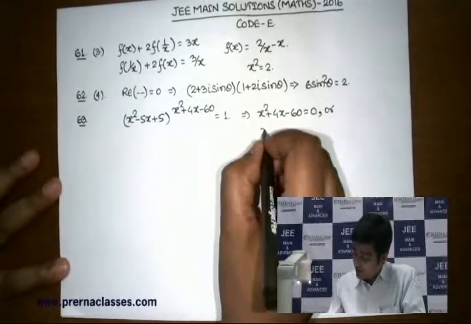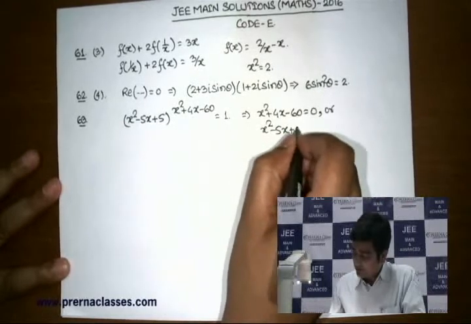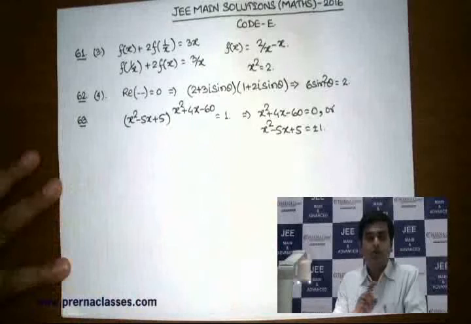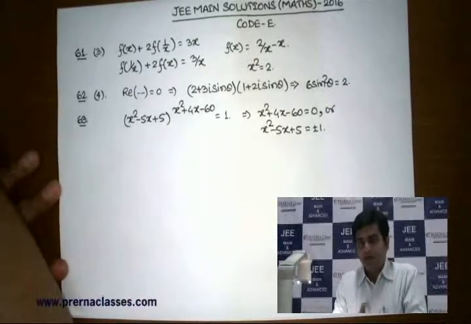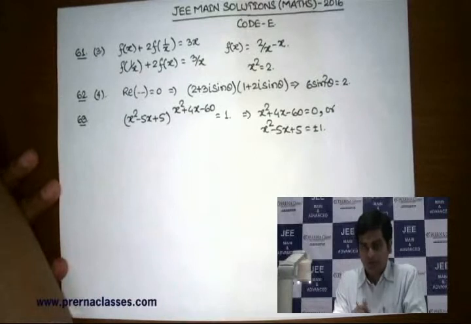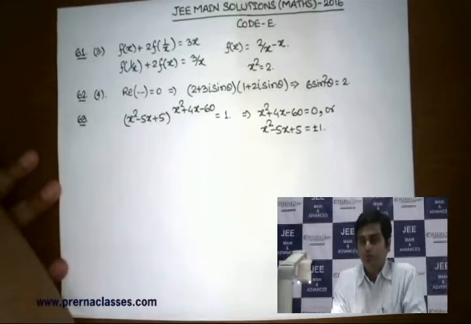Alternatively, you can have a situation wherein the base is either 1 or minus 1, but you have to be careful while dealing with the minus 1 case. You have to ensure this: when the base is minus 1, the power should be an even number, because you want the right hand side to be equal to 1.